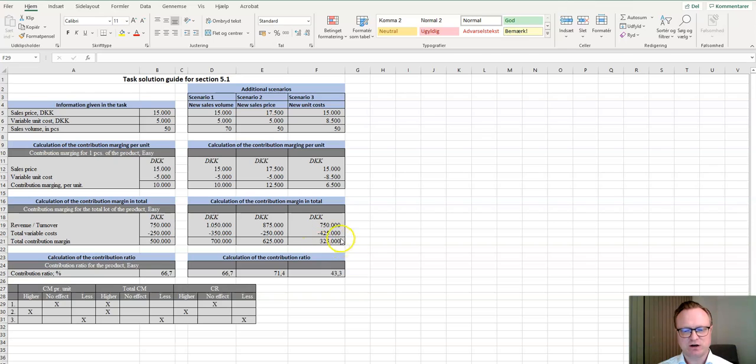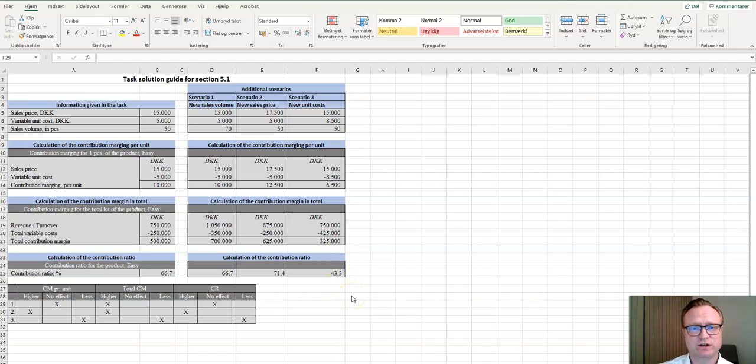The percentage now is lower because now there's less of the share that is left of the selling price. The turnover when we have paid for the cost is now lower than it was in the base scenario. So we now have 43.3% left of the turnover or the selling price when we have paid for the cost of selling the product.